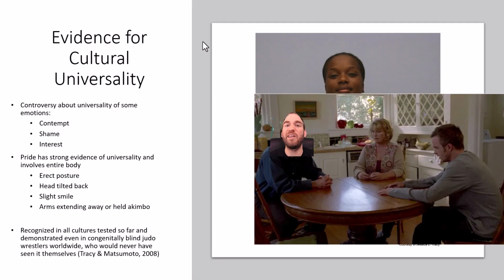It's also debated whether there are other universal emotions, such as contempt, shame, and interest. Pride has strong evidence of universality and involves the entire body. That includes erect posture, head tilted back, a slight smile, and arms extending away or held akimbo, aka to the side. It's recognized in all culture sets so far, and demonstrated even in blind judo wrestlers worldwide who have never seen it themselves. So blind judo players will use similar body postures when displaying pride, which again suggests that there's some level of universality of pride.